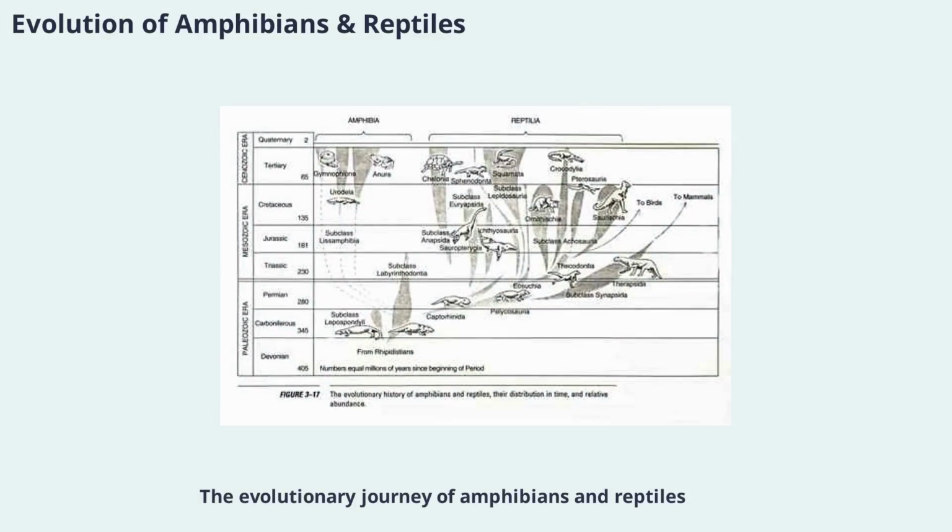The evolutionary journey of amphibians and reptiles is a story of adaptation and survival. Amphibians evolved from lobe-finned fish, developing limbs and lungs for life on land. Reptiles, in turn, evolved from amphibian ancestors, gaining features like amniotic eggs and scaly skin that allowed them to colonize drier habitats. The fossil record reveals a progression from aquatic to terrestrial forms, with each group developing unique traits to thrive in their environment. This evolutionary path set the stage for the incredible diversity we see today.